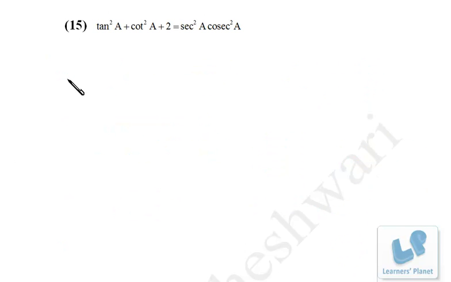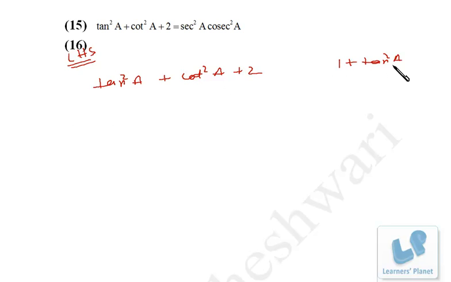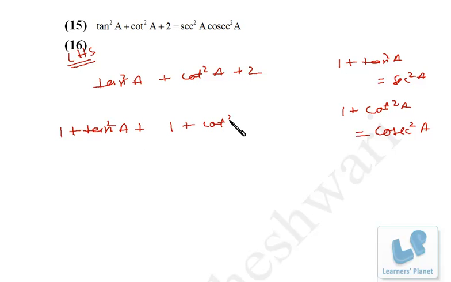Now we have this question. Tan square a plus cot square a plus 2 is sec square a cosec square a. Further we start with the left hand side. So it's tan square a plus cot square a plus 2, right? Now we know that 1 plus tan square a is sec square a and 1 plus cot square a is cosec square a, right? So what I do, I just break this 2 and take 1 over here and 1 over here, right? So 1 plus tan square a and 1 plus cot square a.